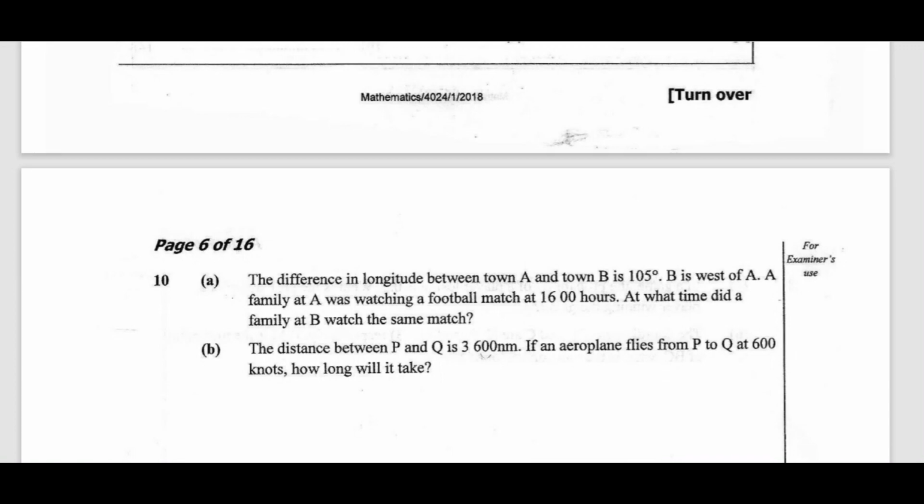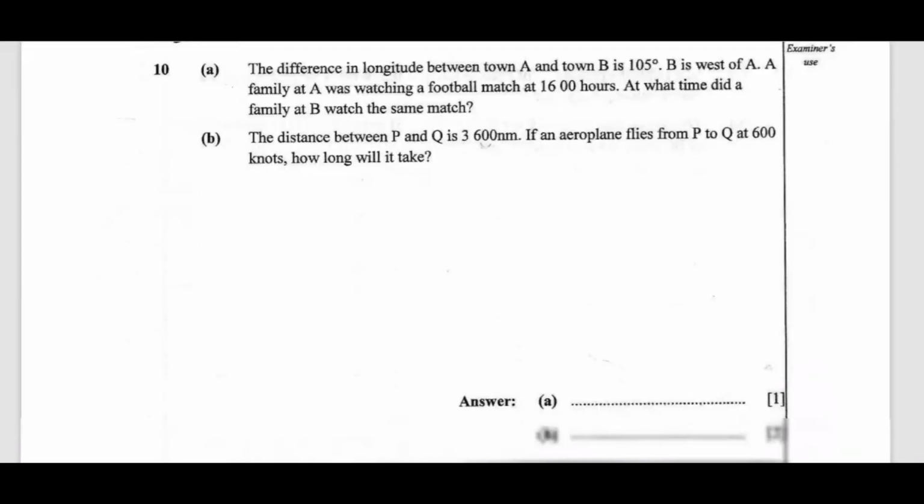So question 10. The difference in longitude between town A and town B is 105 degrees. B is west of A, and the family at A was watching a football match at 16 hours. At what time did the family at B watch the same match? This is simple, so let us find first the difference.